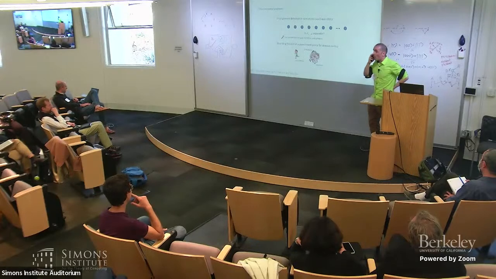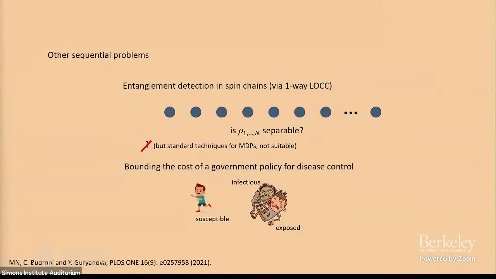Now, there are other sequential problems. I don't have time to speak about any of this stuff, but I was trying to solve them. When I started investigating this, one of them is the problem of detecting entanglement in a spin chain. This is only for the physicists, but it will be very short. You have a lot of spins, a lot of quantum systems, and you want to do one measurement on each of these systems one by one. At the end, you want to make a guess on whether the whole state is separable or not. This is one problem that you can also formulate as a sequential problem.